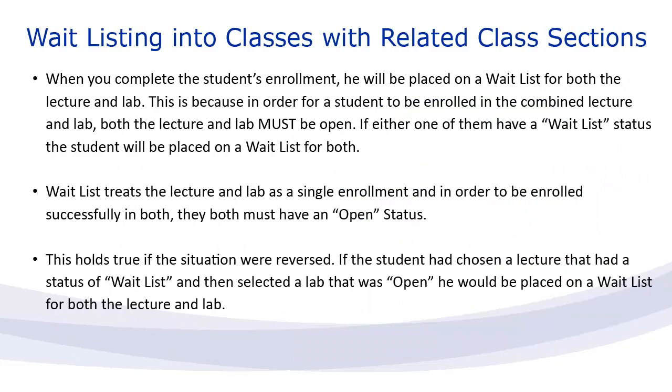When you complete the student's enrollment, he will be placed on a waitlist for both the lecture and the lab. This is because in order for a student to be enrolled in the combined lecture and lab, both the lecture and lab must be open. If either one of them has a waitlist status, the student will be placed on the waitlist for both. Waitlist treats the lecture and lab as a single enrollment, and in order to be enrolled successfully in both, they both must have an open status.